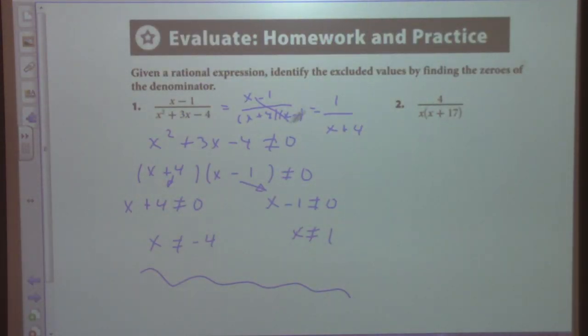So let's go here. The first thing we're going to do, Ed, just like this one here, is say x plus 17 is not going to be equal to 0. Okay, we have two factors here. We have x, so x cannot equal 0. And what's our other factor? x plus 17 cannot equal 0. So what can x not equal? Negative 17. That is correct. Good job, Eddie.